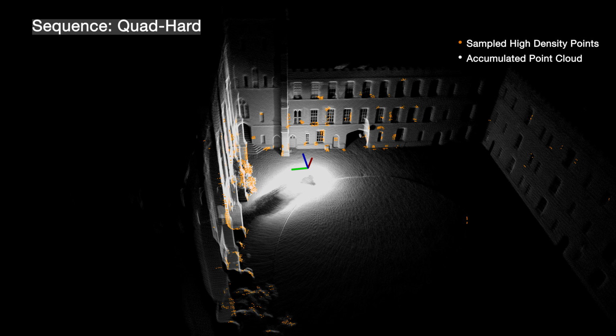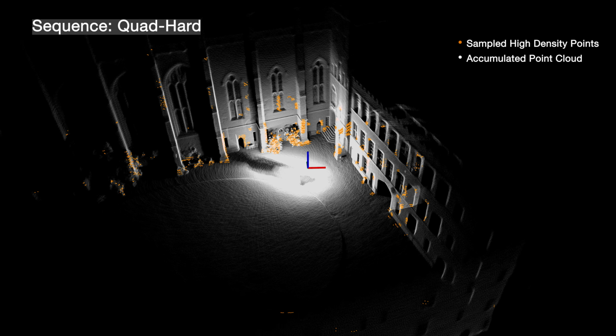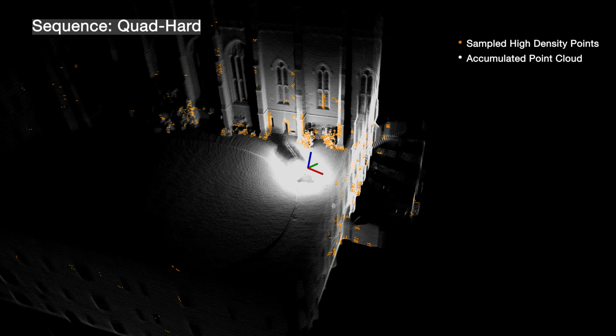In structured environments, the map-informed sampling implicitly selects high-density points on edges and corners without explicitly defined heuristics on those features.